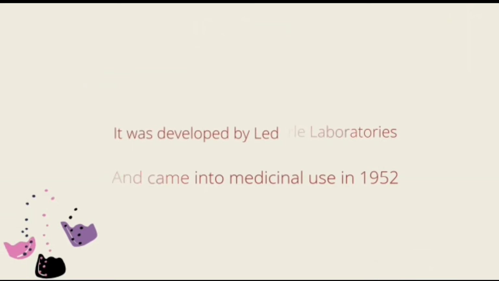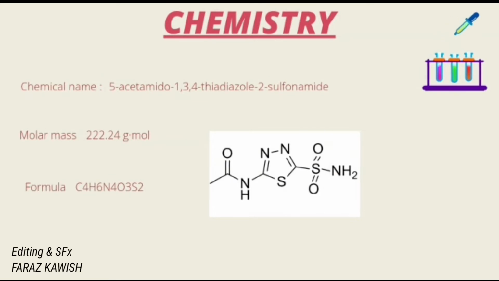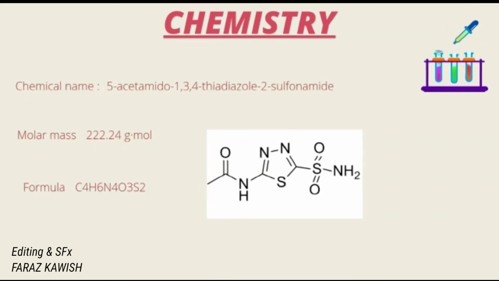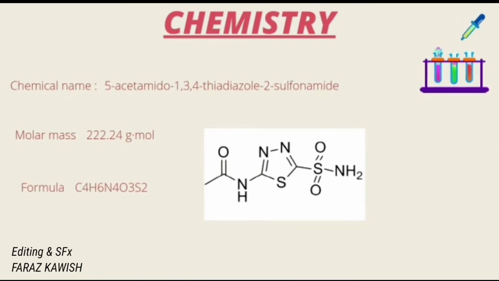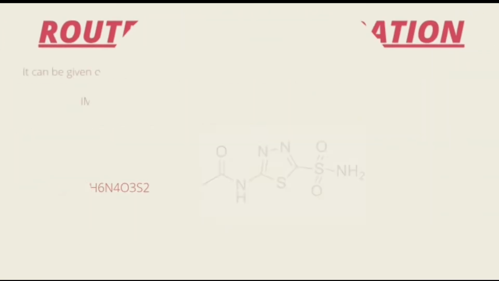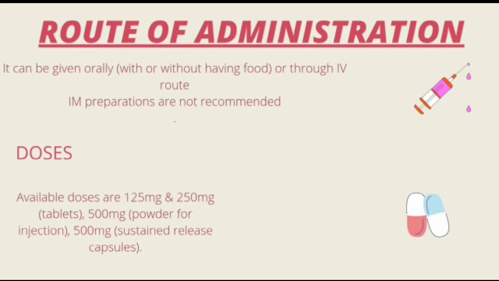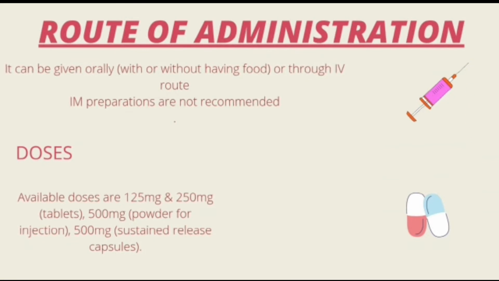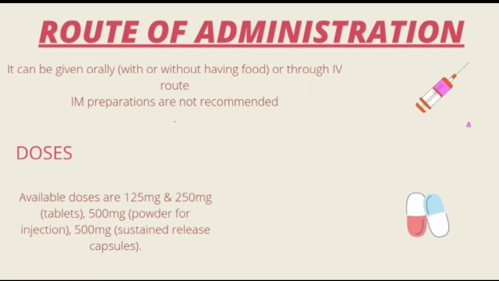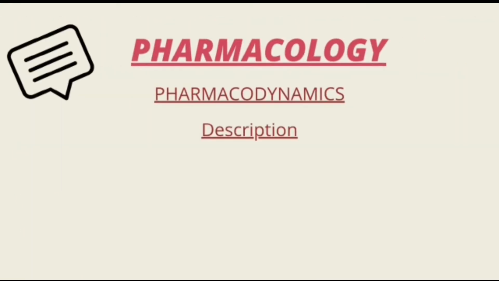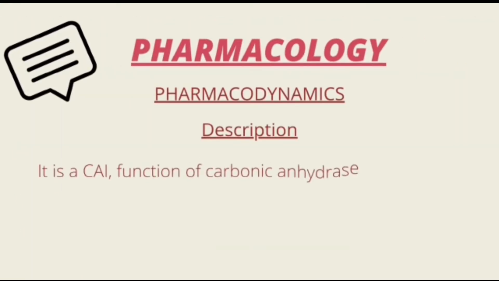medicine by WHO. Chemically, it is known as 5-acetamido-1,3,4-thiadiazole-2-sulfonamide with a molecular mass of 222.24 gram per mole. It can be given orally with or without having food or through IV route. IM preparations are not recommended. The dosage forms available for this drug are tablets, powder for injection, and sustained release capsules. Now, let's jump toward the pharmacology of acetazolamide.